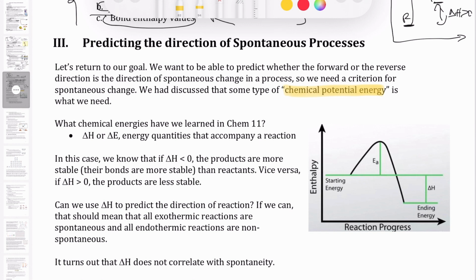And so when we look back at the various thermodynamic quantities that were discussed in Chem 11, the only thing that is an energy quantity is the delta H or delta E, right? So that's a measure of the energy that is released or absorbed during a chemical reaction. So the question becomes, is this the number that we can use to make a prediction of spontaneity of a chemical reaction?